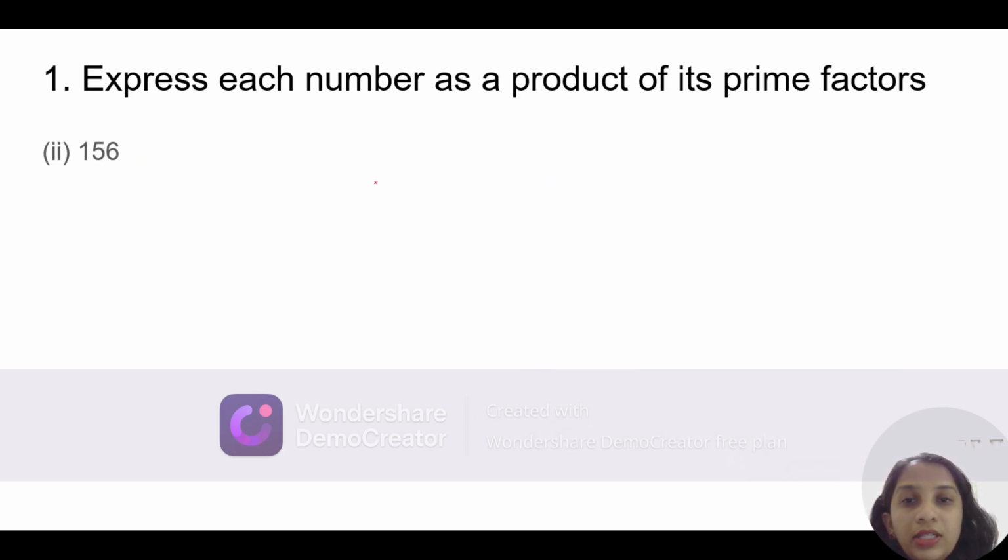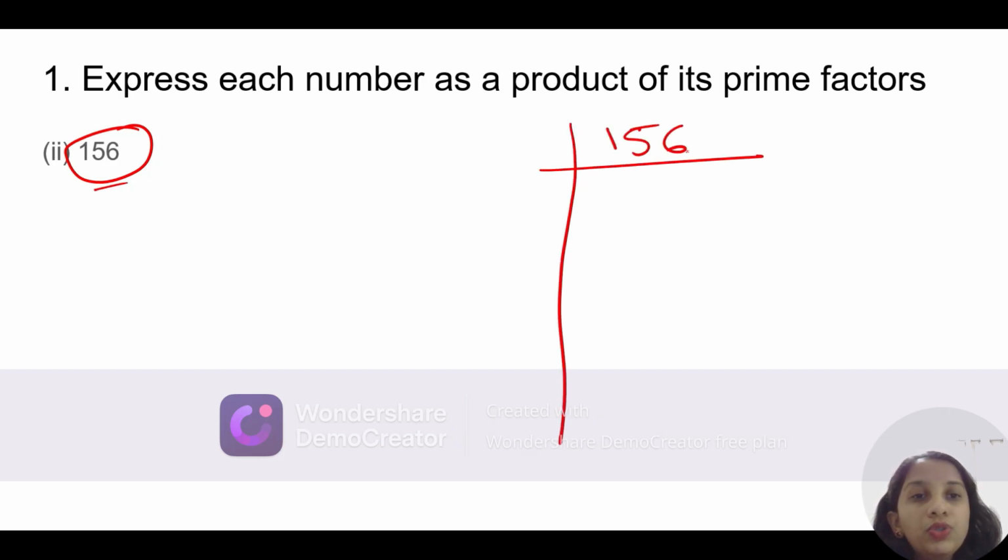Okay. The second question is 156. The same question, but the number given is 156. Again, we should apply those two rules. It should be a prime number and it should be completely divisible. Correct? Yeah. Can I take 2 now to divide this?